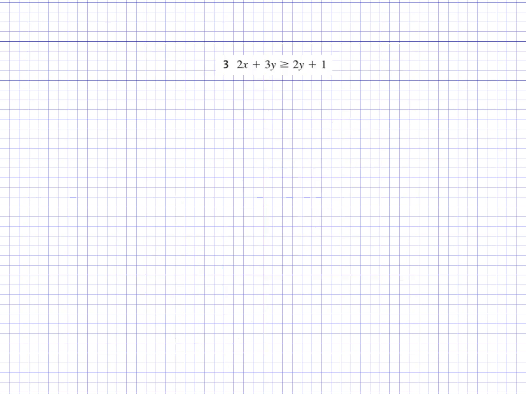So here we got to get our y's together. So subtract 2y, and we get 2x plus y greater than or equal to 1. Subtract the 2x to the right, and we get y is greater than or equal to negative 2x plus 1.